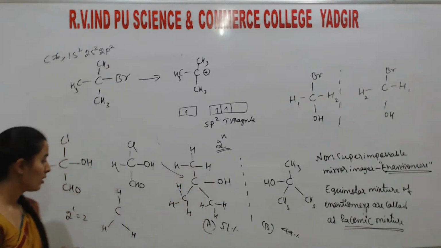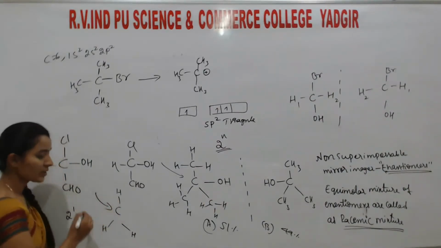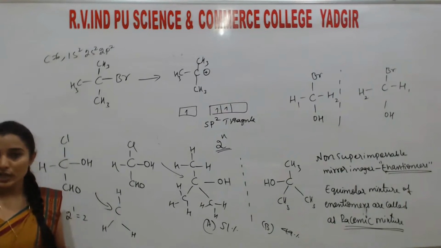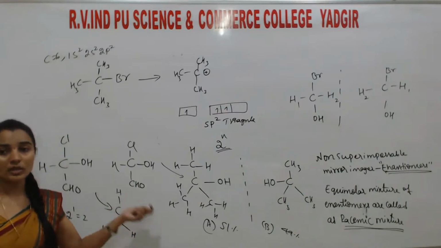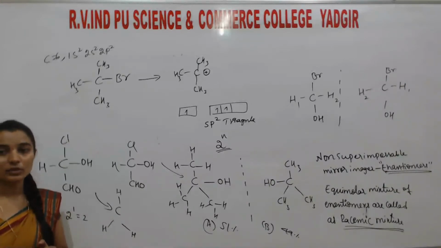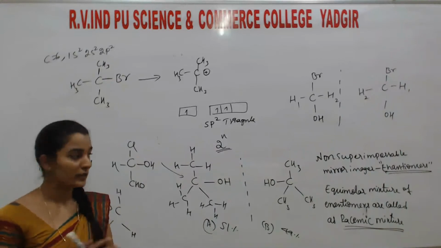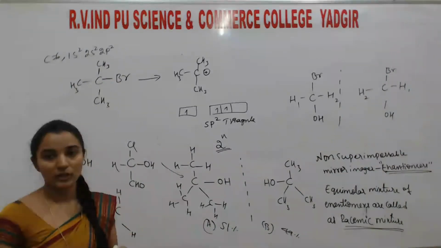Are you getting it? Okay. So here, of course, there is much space. From this direction, OH is easily attached. So inversion of configuration takes place. Understood? So this is all about haloalkanes and haloarenes. In tomorrow's class we will continue with alcohols and phenols revision.